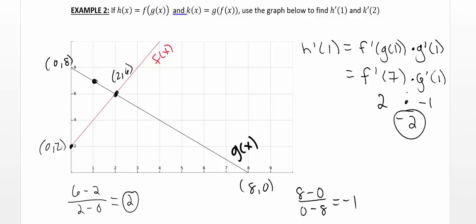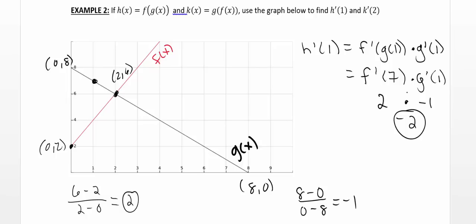So again, I don't know the function f of x or g of x, but I'm able to talk about what's happening at the composite function because I have the graphs. I could take the time to get the equations of the lines, and then I would have g and f, and I could make the composite function and take the derivatives that way. But here I'm doing the analysis without finding the specific formulas.